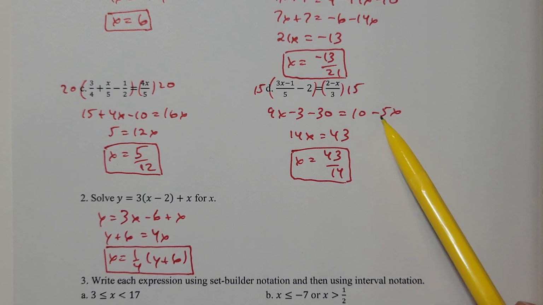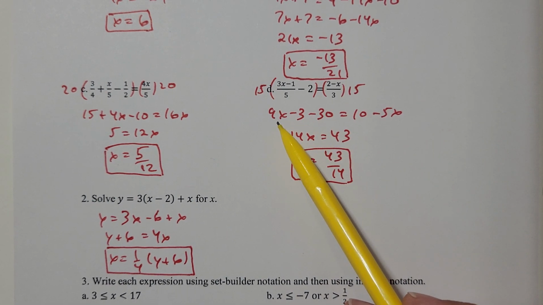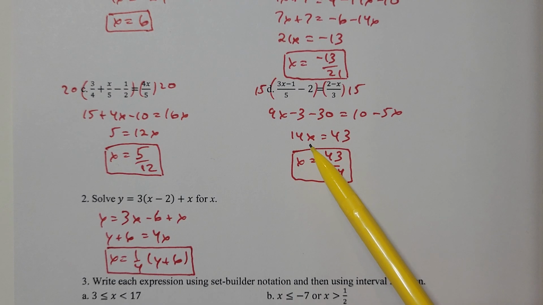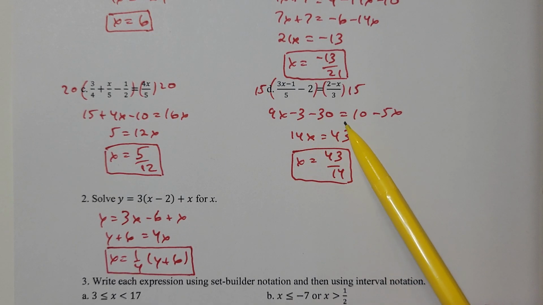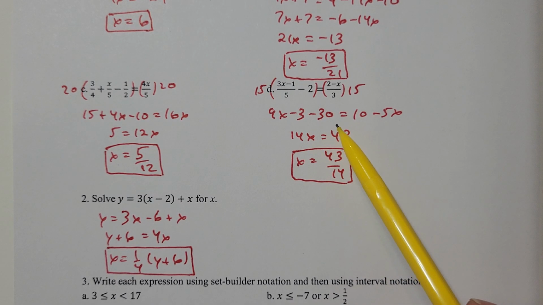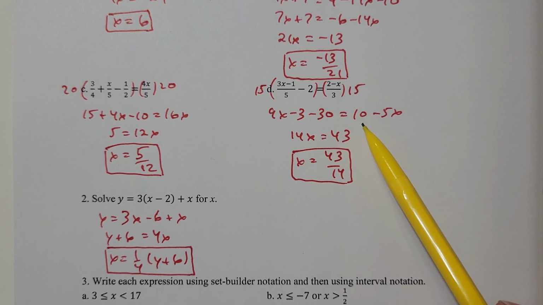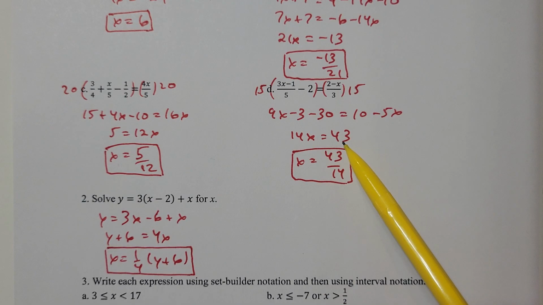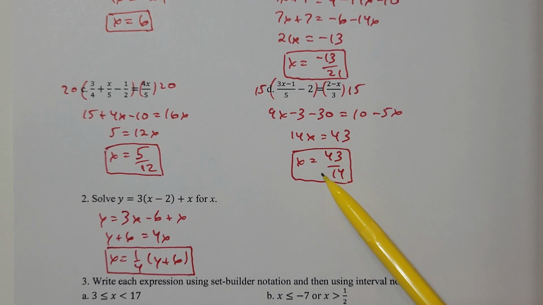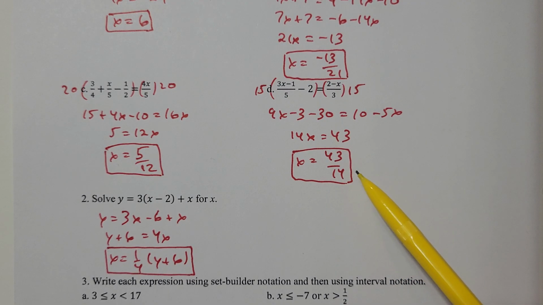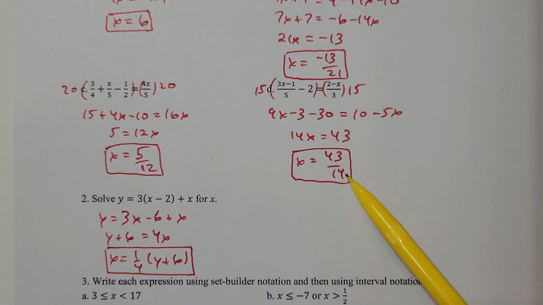Okay, and then we're going to add 5x to both sides. 9x plus 5x is 14x. Negative 3 minus 33 is, negative 3 minus 30 is minus 33. And when I add 33 to both sides there, 10 plus 33 is 43 on the right. Divide by 14 there, so x would be 43 over 14. That's the exact answer there.